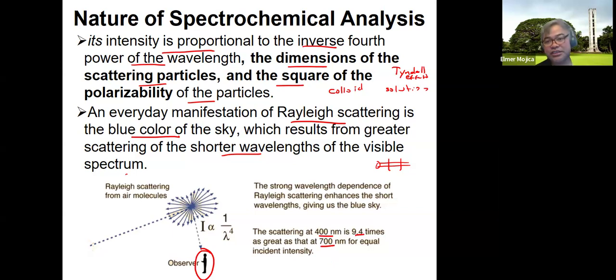Now, in terms of this Tyndall effect, the scattering by colloidal-dimension particles can be seen by the naked eye, and it's used for measuring the particle size and the shape of polymer molecules.